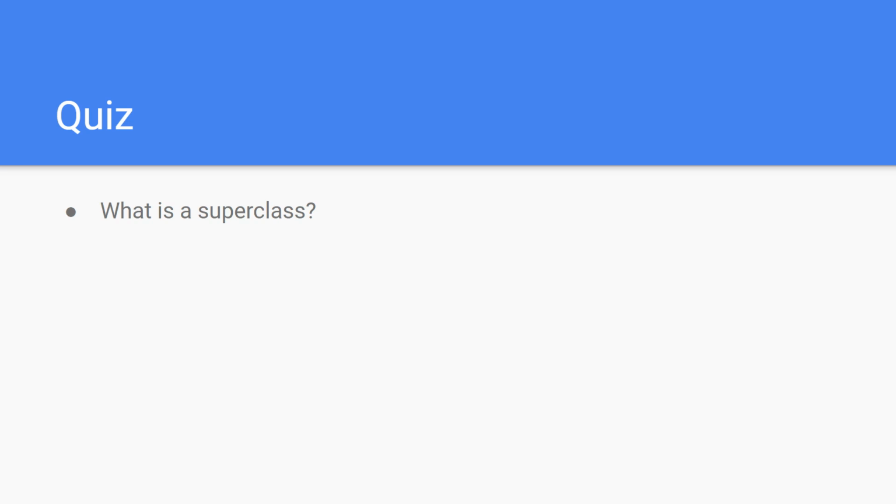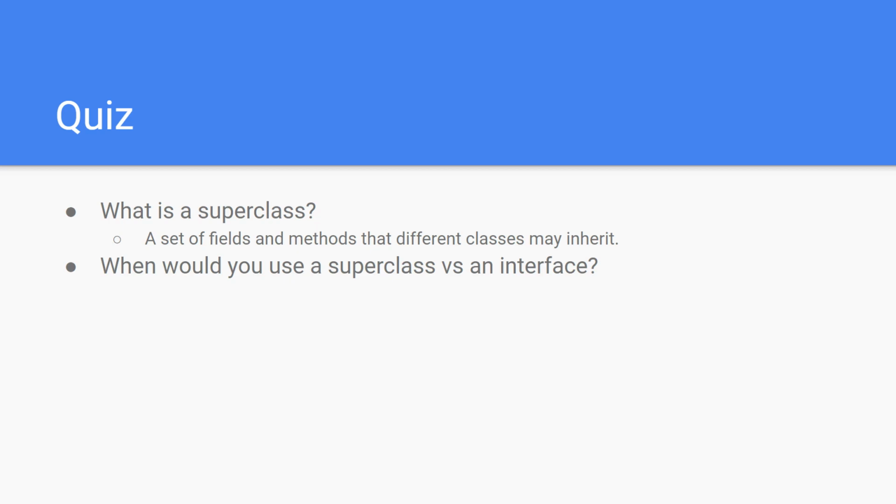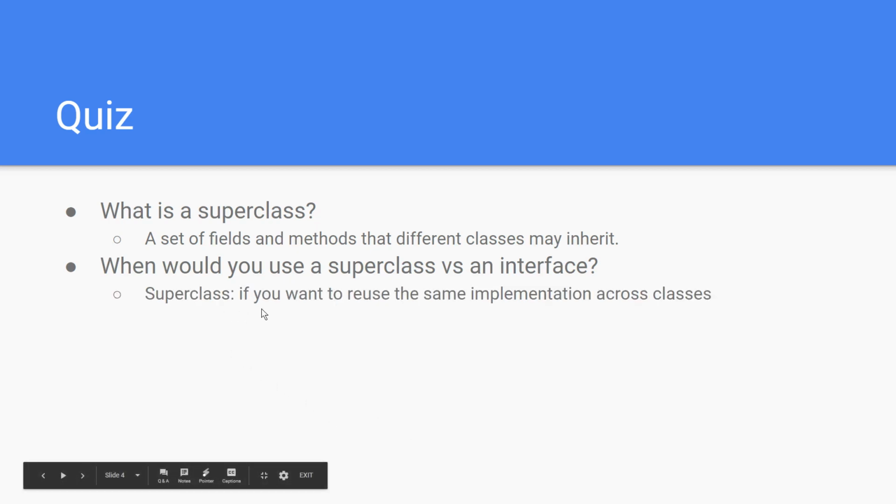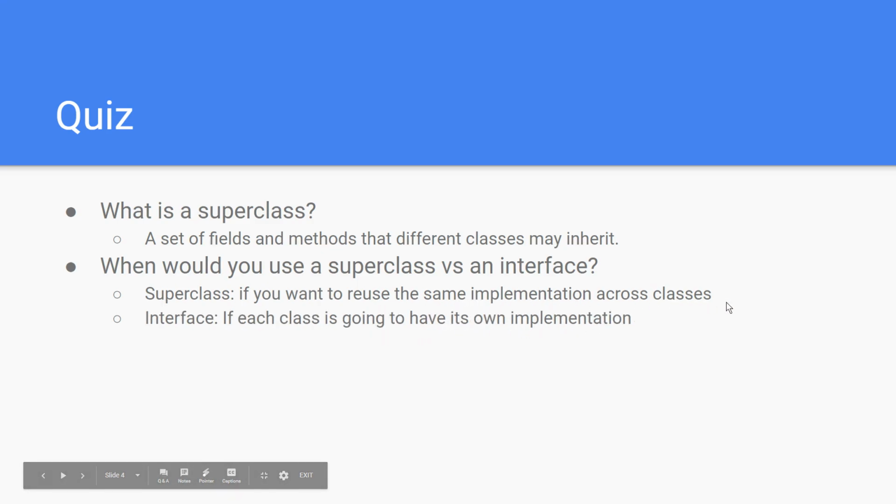What is a superclass? Unlike an interface, a superclass is a set of fields and methods that different classes may inherit. So a superclass actually provides a shared implementation. Okay? So you use a superclass if you want to reuse the same implementation across classes, and use an interface if each class is going to have its own implementation.